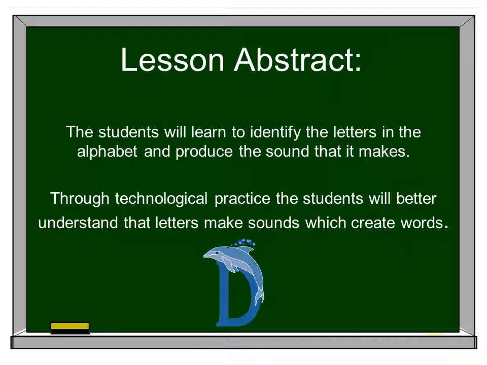By engaging in the lessons, I expect the students to be able to identify the letters in the alphabet and produce their sound. For this particular lesson, I will concentrate on the letter D. By mastering this skill, the students will have a better understanding that letters make sounds which can be blended into words.